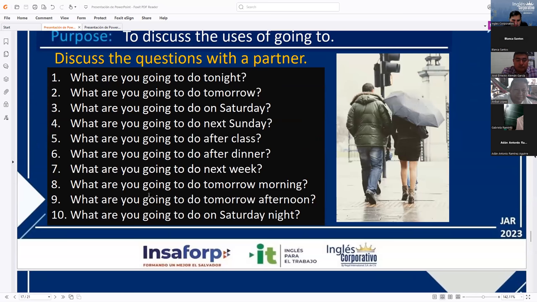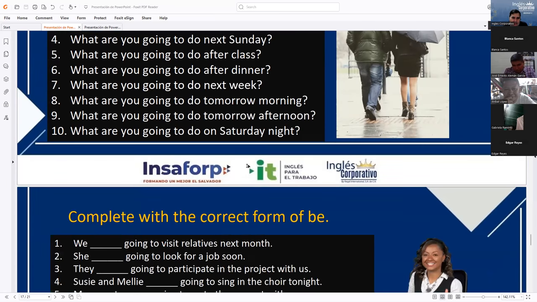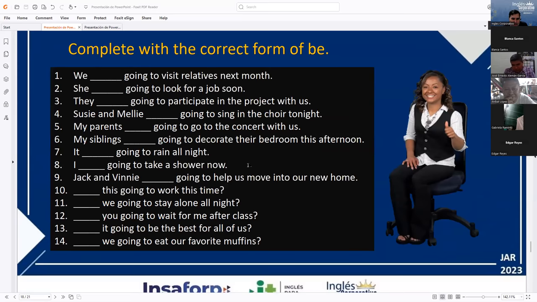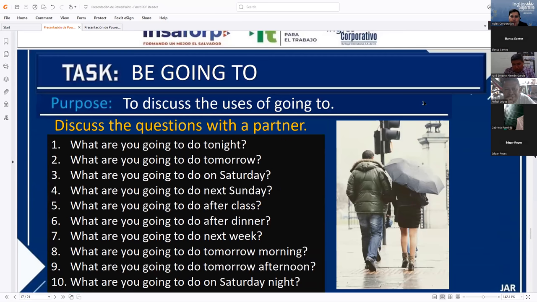When you finish this, complete using the verb to be, only with the verb to be. Like, we are going to visit relatives next month. She is going to look for a job soon. They are going to participate in the project with us, etc. So this and this to do. So let's go to the groups and let's do those.